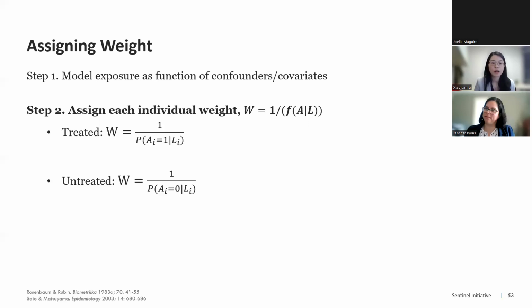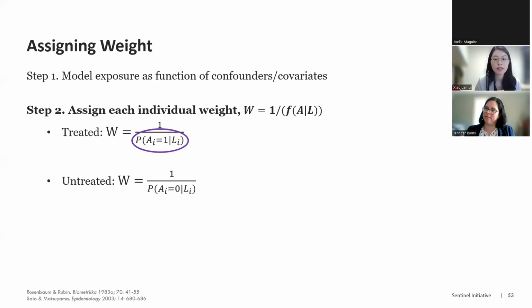So for a binary exposure, that is basically 1 over the predicted probability of being treated for the treated individual, and 1 over the probability of being untreated, which is also the same as 1 over 1 minus the probability of being treated for the untreated people. Now, let's take some time to just look at the formula for a little bit.